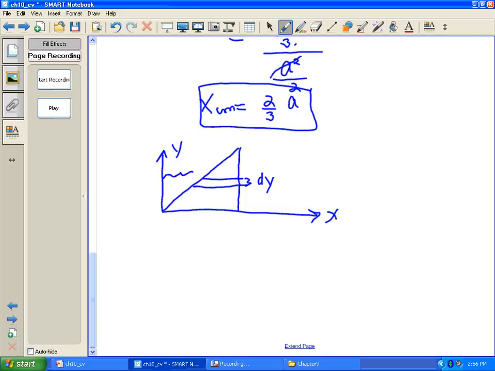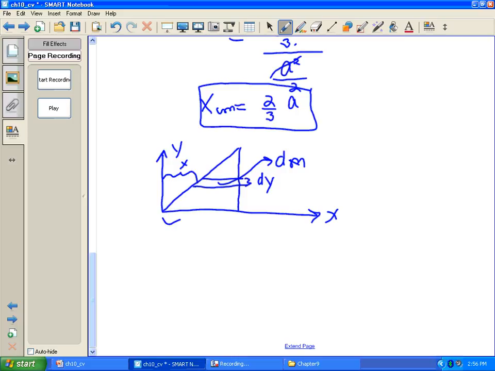This dm is located at x from the origin, right? This is our dm right here. This is our dm, our representative mass. And we're going to be summing all of them from y equals 0 to y equals b.